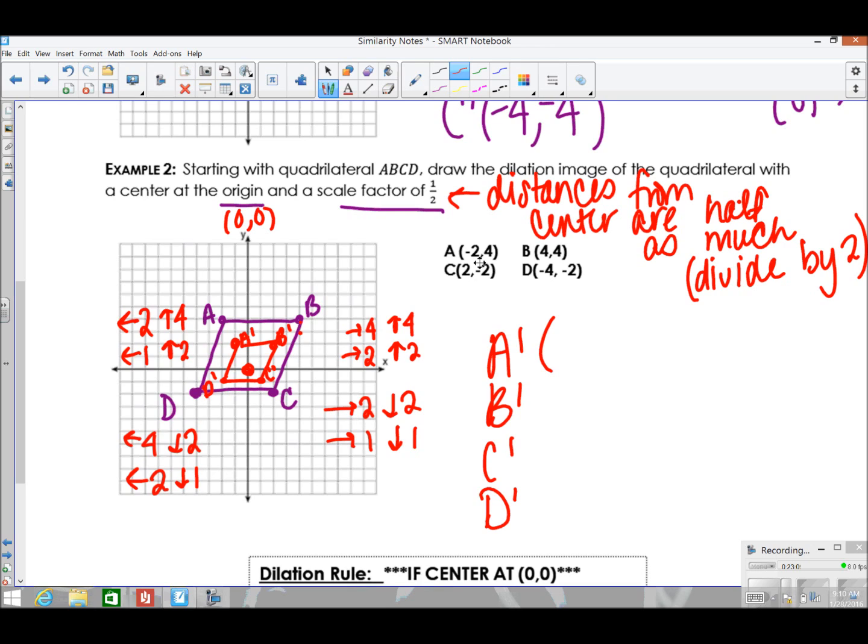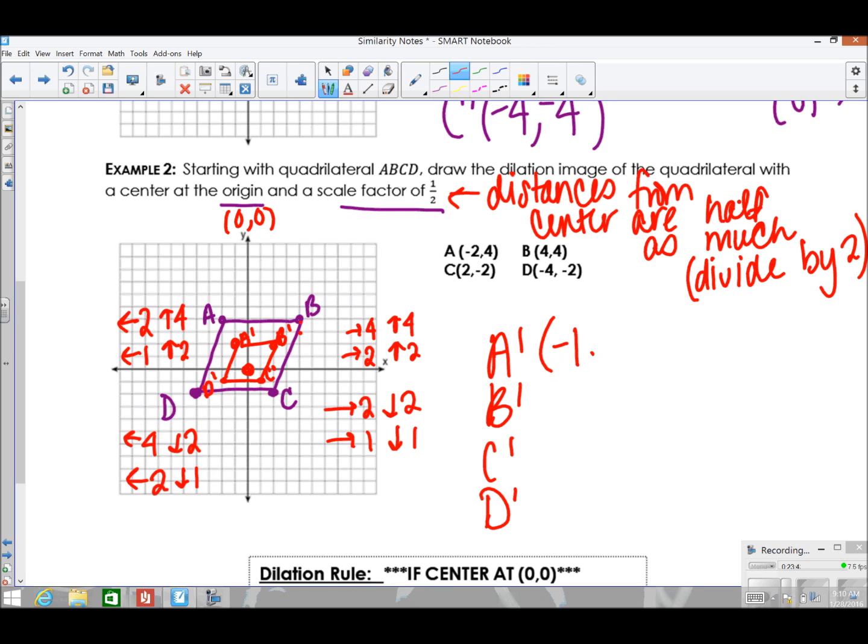Essentially what I did, if you look at these distances, they are really the coordinates. So when you go right 4, up 4, it's positive 4, positive 4. If I go left 2, up 4 as a coordinate, that's -2, 4. So see how those distances, when it's centered at the origin, are really the coordinates? So that's why when we're dividing the distances by 2, we're really coming up with the new coordinates. So the new coordinate for A prime is left 1 up 2, which really means -1, 2 on a graph. So that's the reason why this is working.